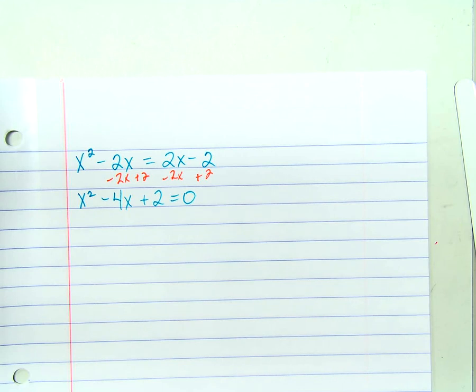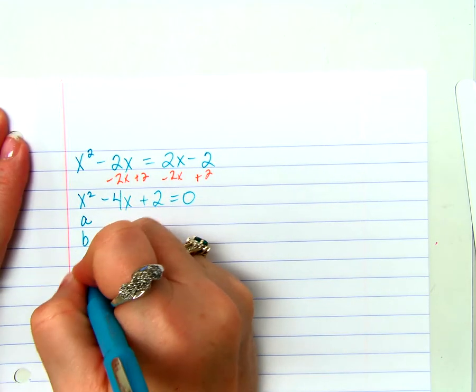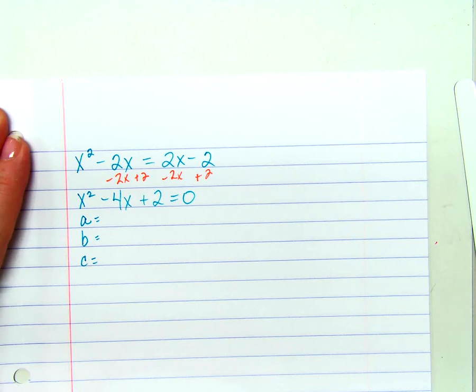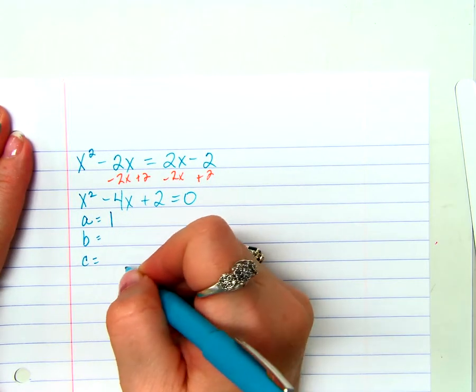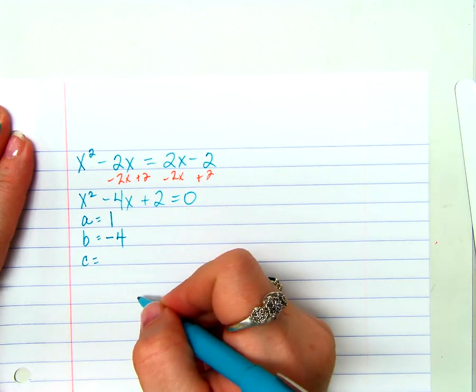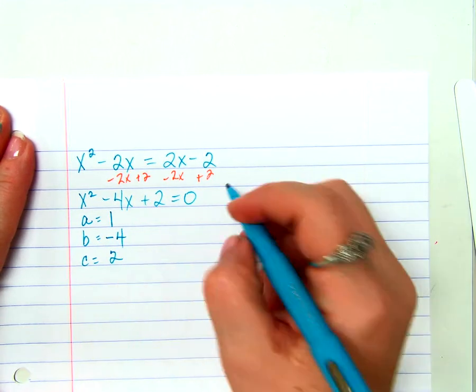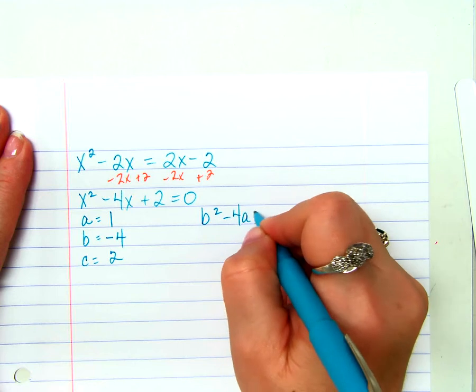So what now? We got to find the discriminant. Okay? I want to know what kind of solutions I should expect. So to find the discriminant, I got to know A, B, and C. A is 1, B is -4, C is 2. Excellent. B squared minus 4AC.